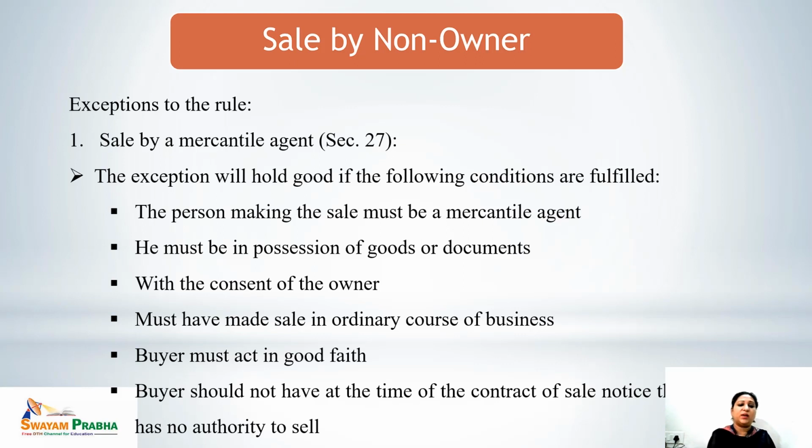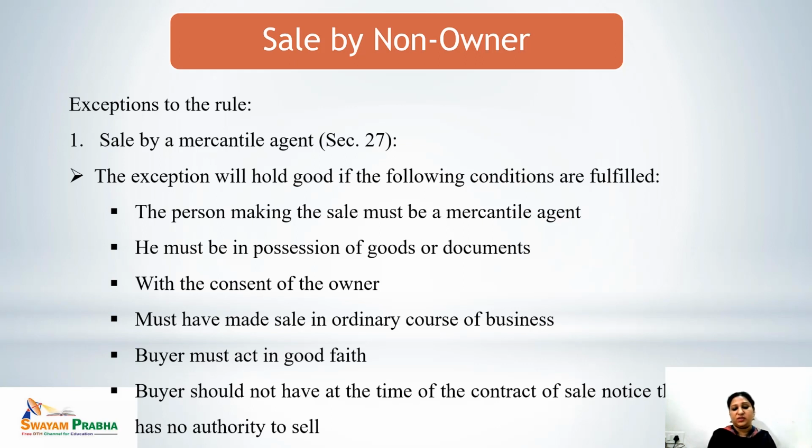The first exception is sale by a mercantile agent under section 27. When goods are sold by a mercantile agent, who is not the true owner of the goods, this sale is still considered a valid sale. But this exception holds good only if the following conditions are satisfied. One, the person making the sale must be a mercantile agent. He must be in possession of the goods or the documents of title to the goods, and he must sell the goods with the consent of the true owner. He is not selling lost goods or stolen goods; he is selling the goods with the consent of the true owner.